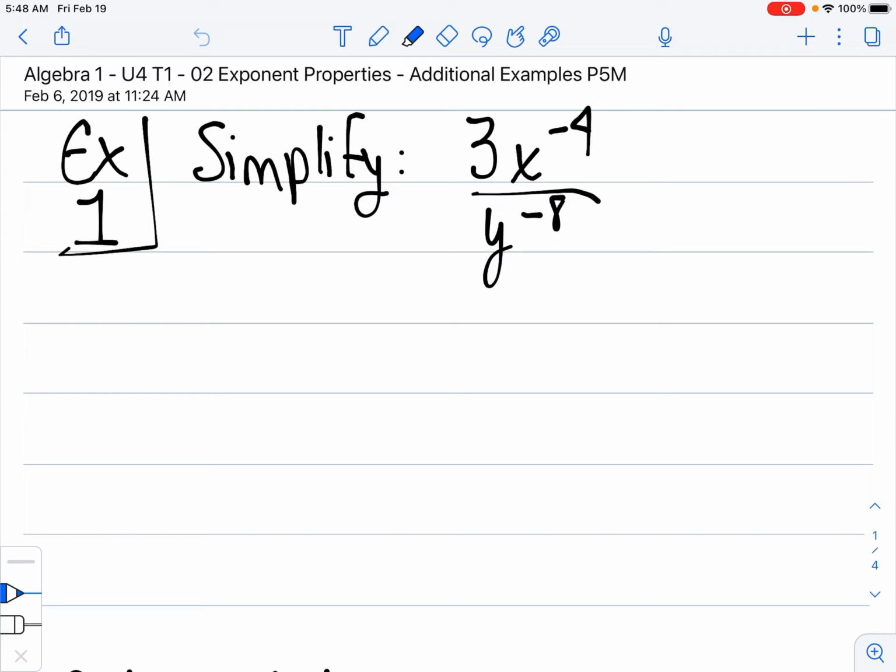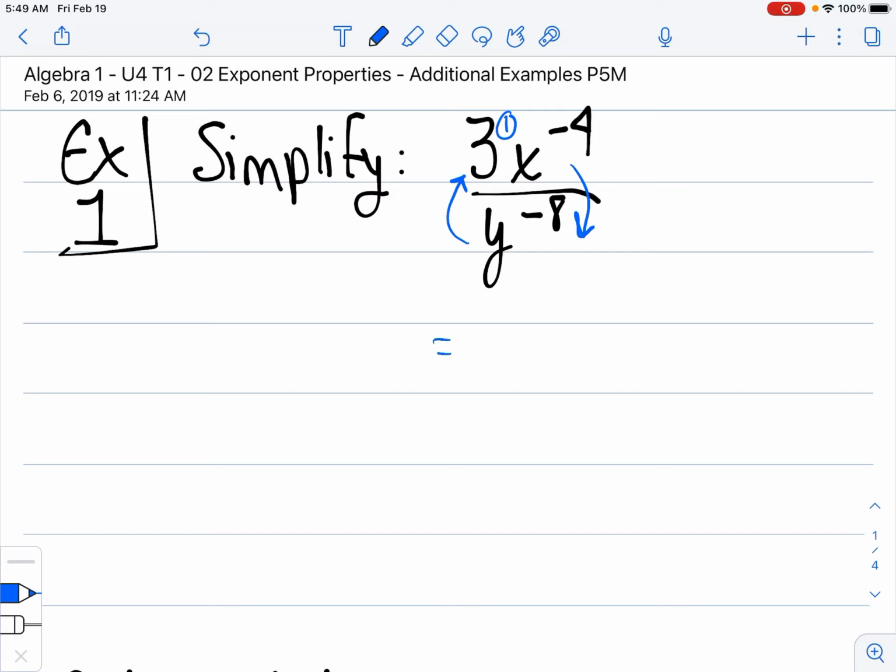I do, however, have some bases with negative exponents. So the first thing I'm going to do is mark the exponent on the 3 as positive 1 so I don't confuse it later on. Because remember, you only swap bases that have negative exponents. So my 3 is going to stay in my numerator for this problem. But the base x will go down to the denominator. The base y will go up to the numerator.